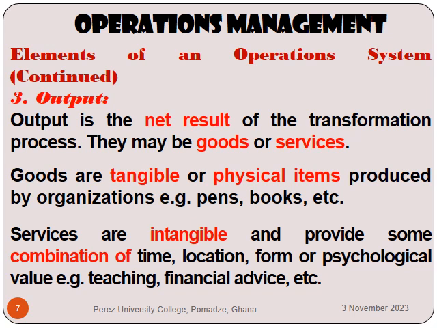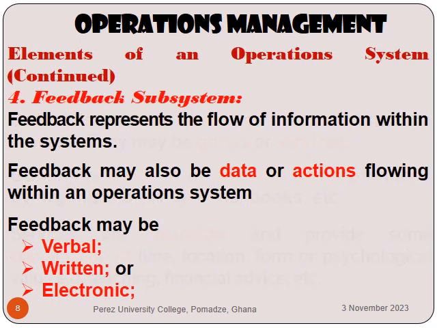The output may be goods or services. Goods are physical and tangible in nature, and they include the pens, books, the computers we are using, whereas services are intangible. What I'm currently doing, teaching or lecturing, I am offering a service. The feedback element of the system represents flow of information. They may be verbal, written, or electronic. They describe what is happening at every stage of the process.